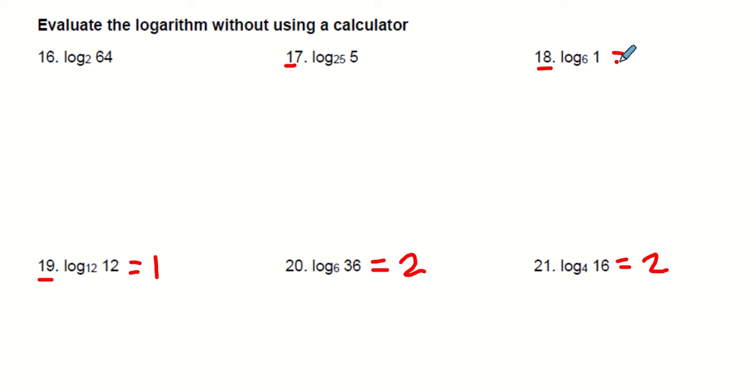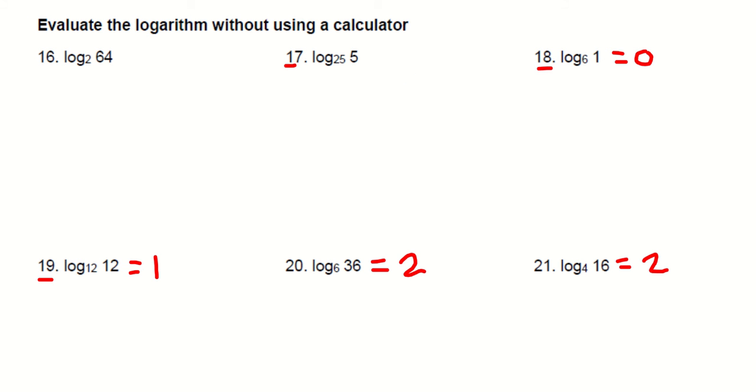Now, 18 confuses some people. 6 to what power gives me 1? Well, actually, 6 to the 0 power gives me 1. And actually, anything to the 0 power gives me 1. So anytime you have 1 here, that means your answer is going to be 0. So just want to throw that out there.